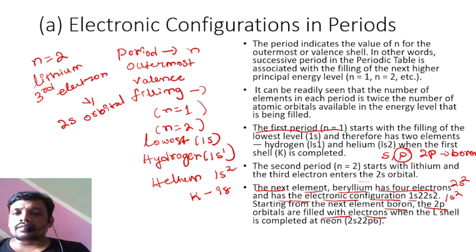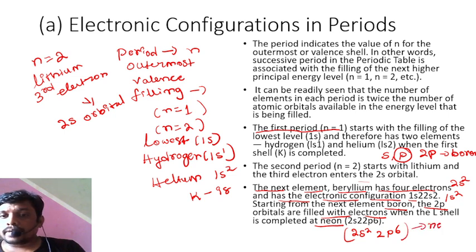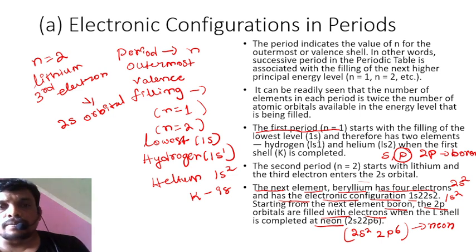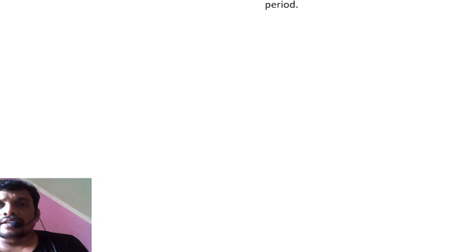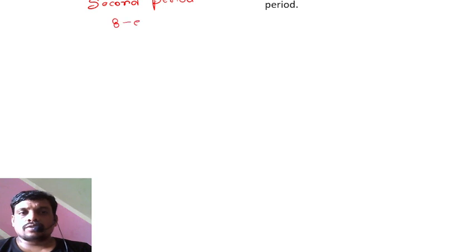So when the L shell is completed at neon, the electronic configuration is 2s2 2p6. This electronic configuration belongs to the element neon. Neon is a zero group element. From here onwards, zero group elements are going to enter. Finally, thus there are 8 elements in the second period. How many electrons are there in the second period? 8 electrons are there.